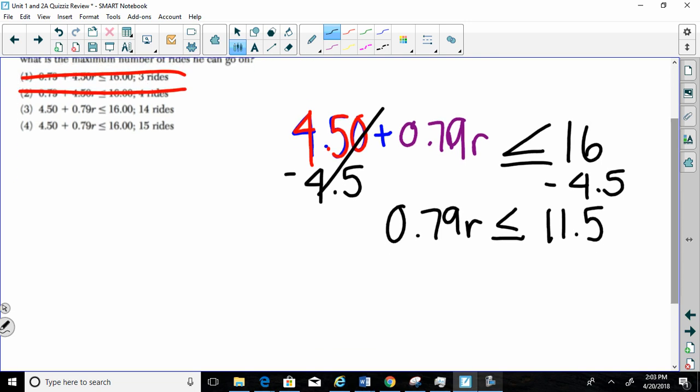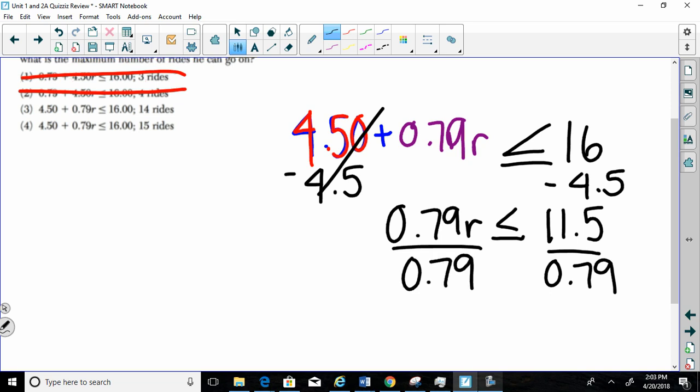And then what do we do? It's the last thing. How do I get R by itself? Divide. And does the sign flip? Nope, right? The sign doesn't flip because only when it's a negative coefficient. So I end up getting R is less than or equal to, and what number do you get when you divide these? 14.5.